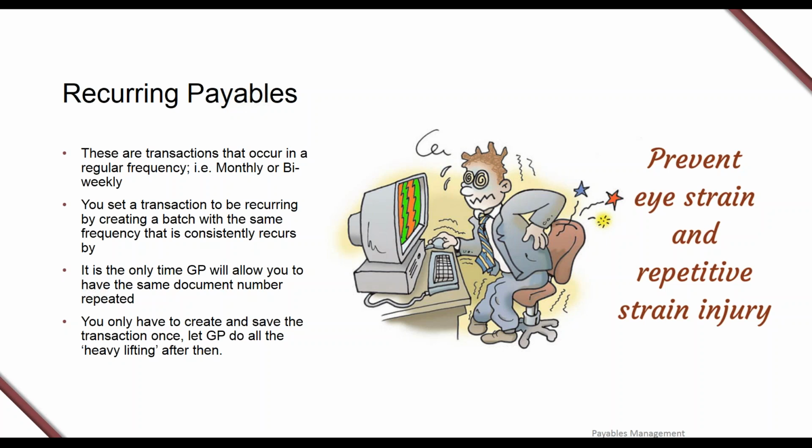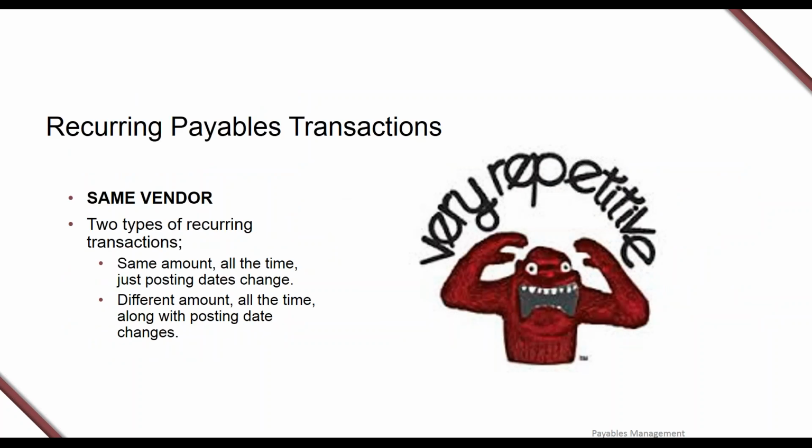Those recurring payables, we can set the transaction to be recurring within a batch. It is the only time GP will allow you to use the exact same document number and have it be repeated throughout the recurrence of these transactions. And enter the transaction once and let GP do the rest of the listing. But there has to be some consistency with these recurring payables. It has to be the same vendor over and over again.